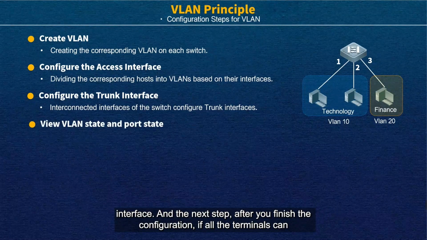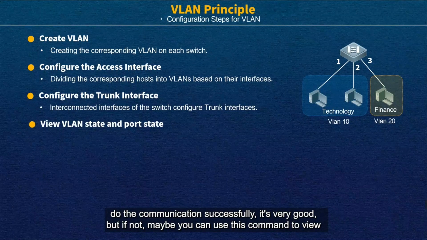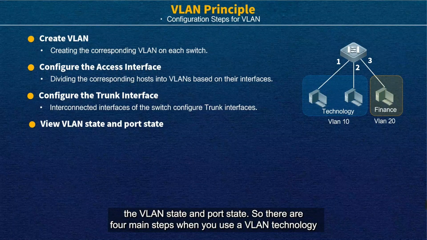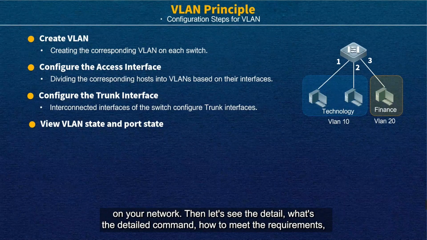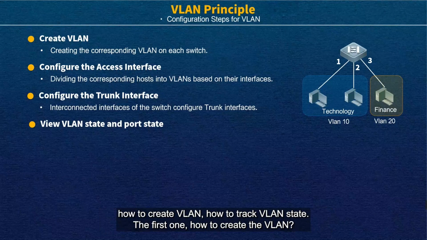And the next step, after you finish the configuration, if all the terminals can communicate successfully, it's very good. But if not, maybe you can use this command to view the VLAN status and the port status. So there are 4 main steps when you use VLAN technology on your network. Then let's see the details: what are the detailed commands, how to create a VLAN, and how to check the VLAN status.